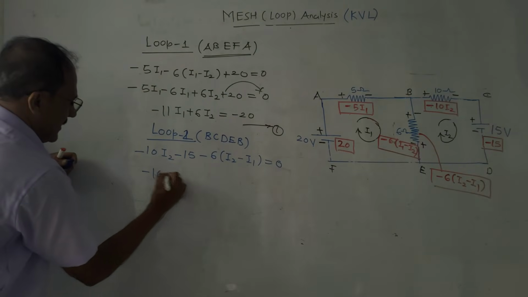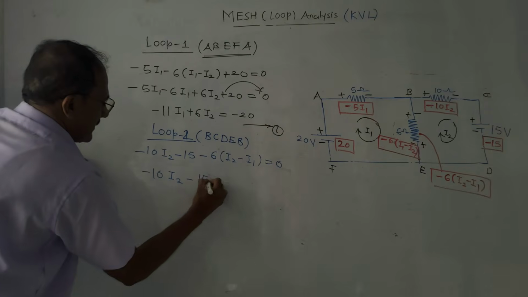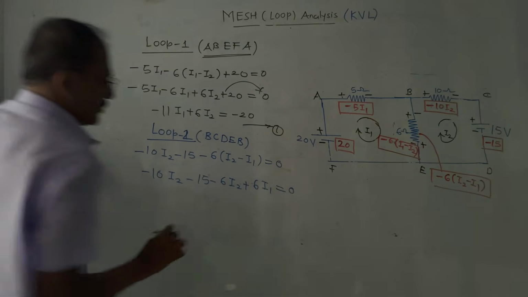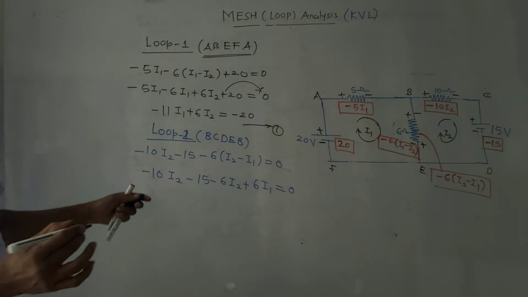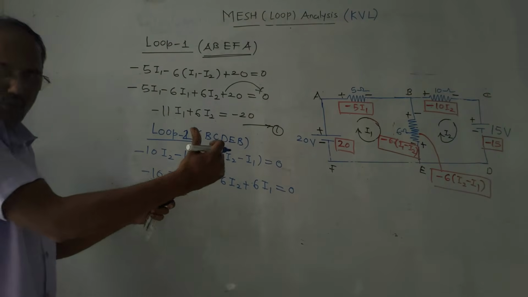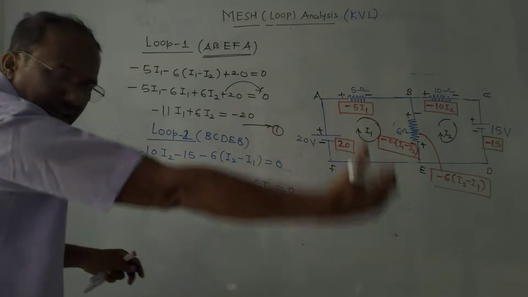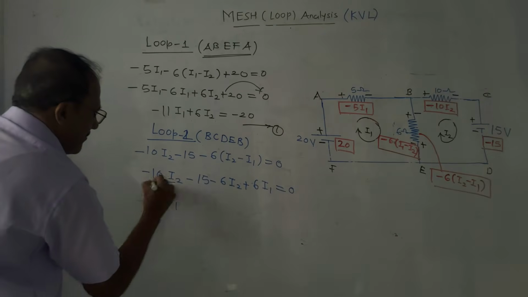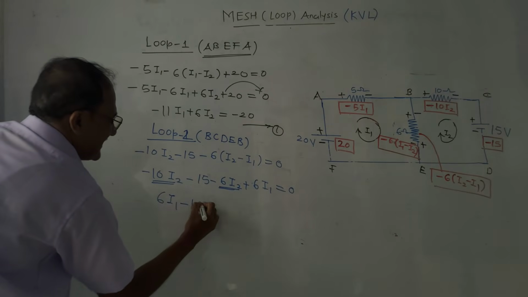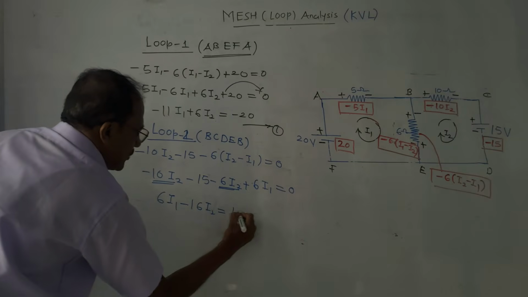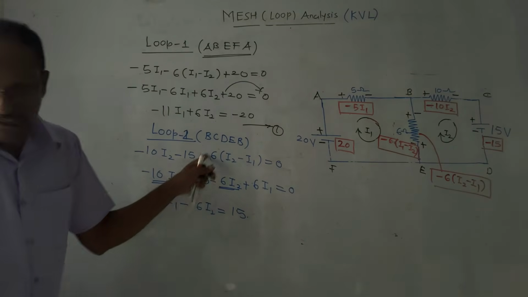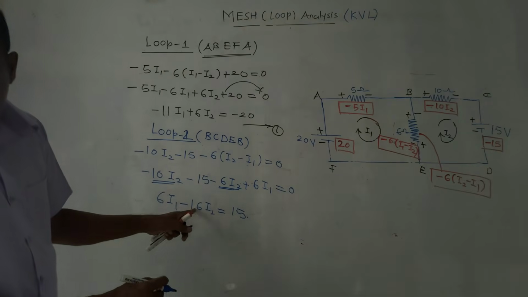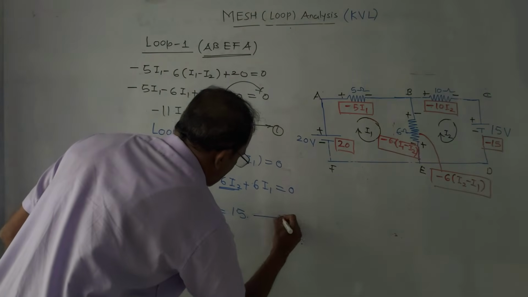Simplify this equation. It is minus 10 I2 minus 15 minus 6 I2 plus 6 I1 is equal to 0. Do remember the basic things. While writing the equation, the order should be I1, I2 and then the constant at the RHS. So first I will write 6 I1. I will combine these two terms of I2, minus 16 I2 is equal to plus 15. I have transferred this 15 to the RHS. So 6I1 minus 16 I2 is equal to 15. Say equation number 2.